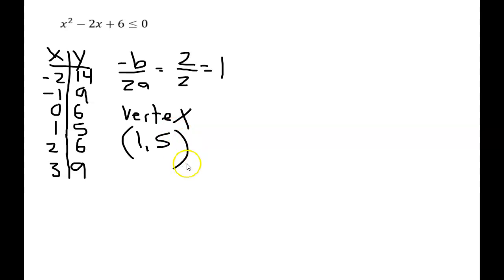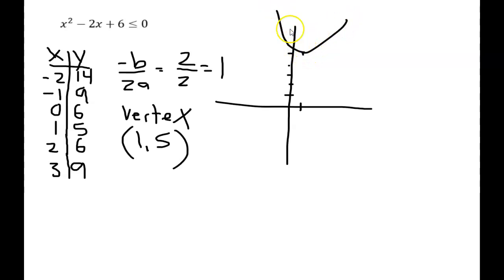And I really don't even need to find all the intercepts at this point. Why? Because I know that if you go 1, 1, 2, 3, 4, 5, I have the vertex of this parabola here, and this thing opens upwards. So it's never going to be at 0 or below 0 in order to make this inequality true. Therefore, there's no solution.